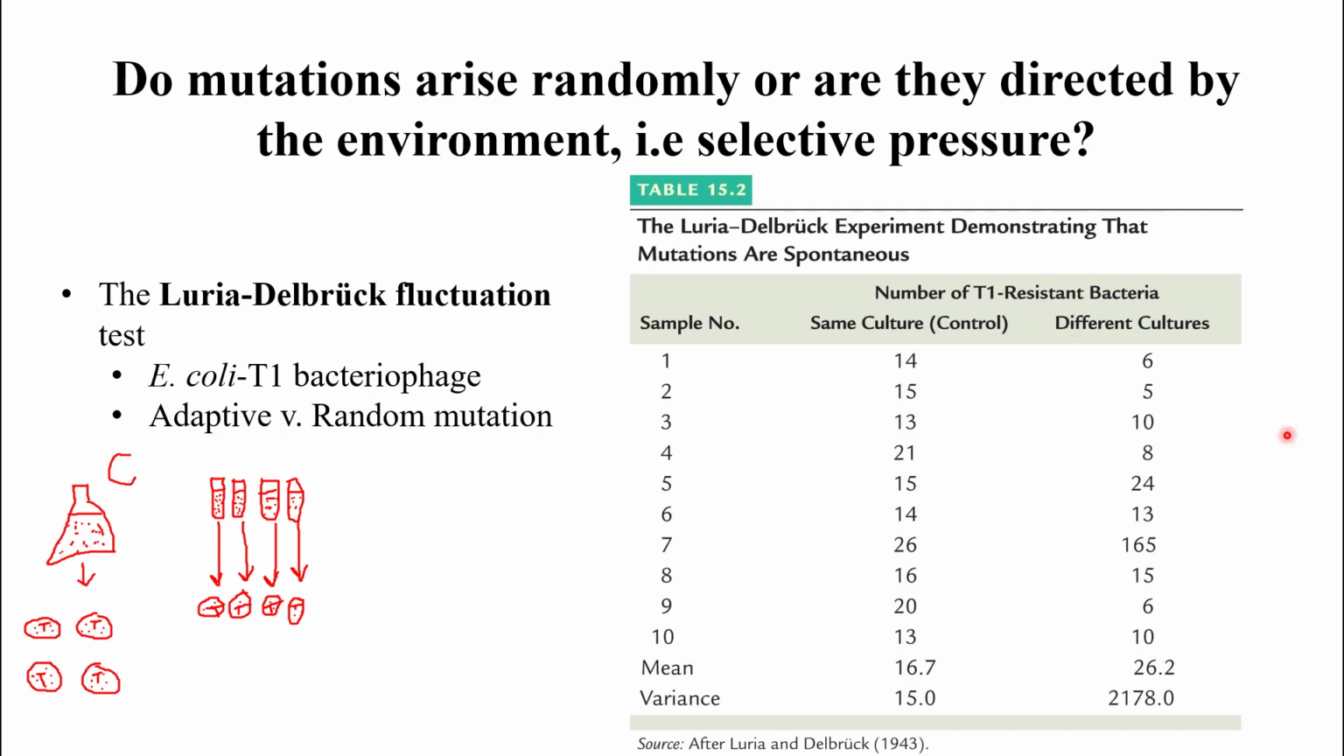So the fact that we have all this variance means for each one of these, it's just a random chance that one of the bacteria in these different cultures acquired the mutation. They're not acquiring it at the same time, they're acquiring it at different times. So this really gives a lot of evidence that mutations are random. They are not adaptive, they are random.